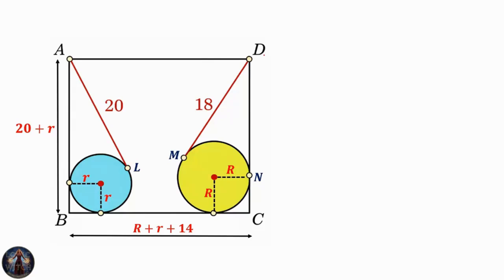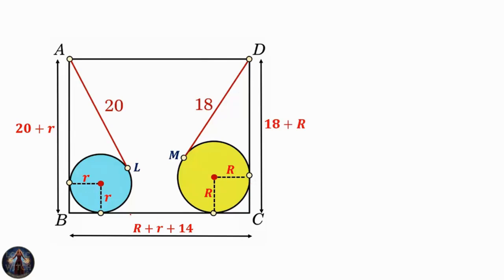Similarly, on the other side, if we talk about this bigger circle here, DM and DN are also the tangents to the circle. So if DM is 18, DN is also going to be 18. And here length of the CN is going to be capital R. So the entire side CD is going to be 18 plus R.